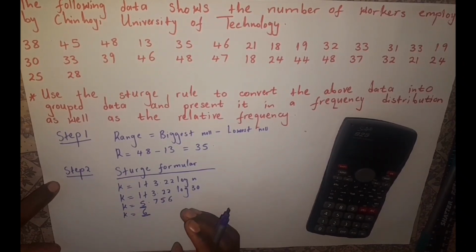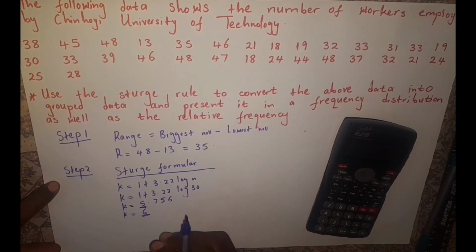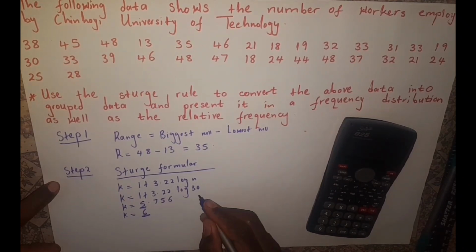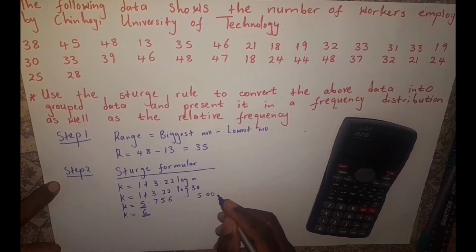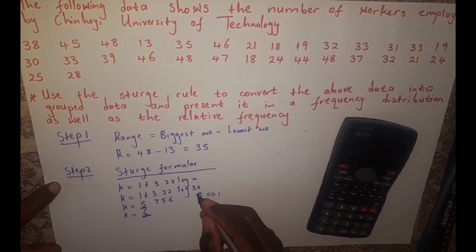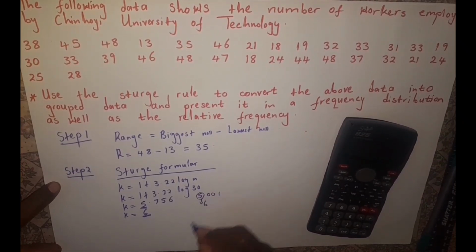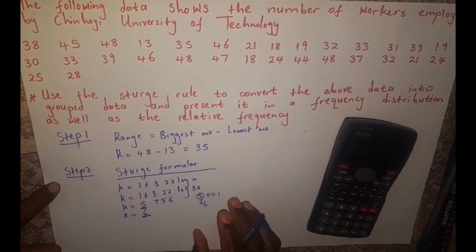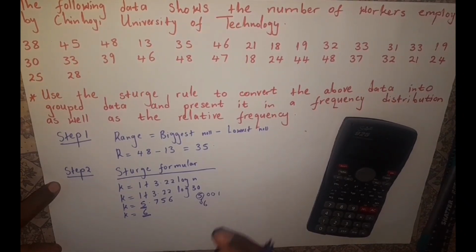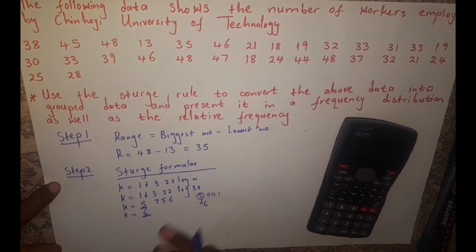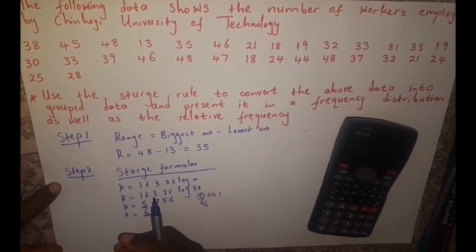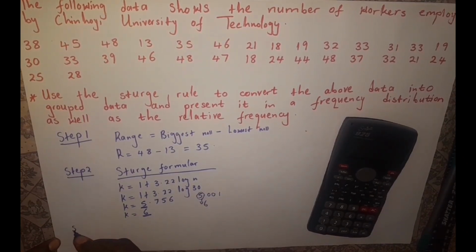Here, when rounding off, we are not using the usual rounding off rule. We just round up as long as the number is a decimal. Let's say if the number is 5.001, we will round this digit to the next whole number. So without considering the rounding off rule, as long as the answer we get for the number of classes is a decimal, we round this first digit to the next whole number. So let us go to step 3.